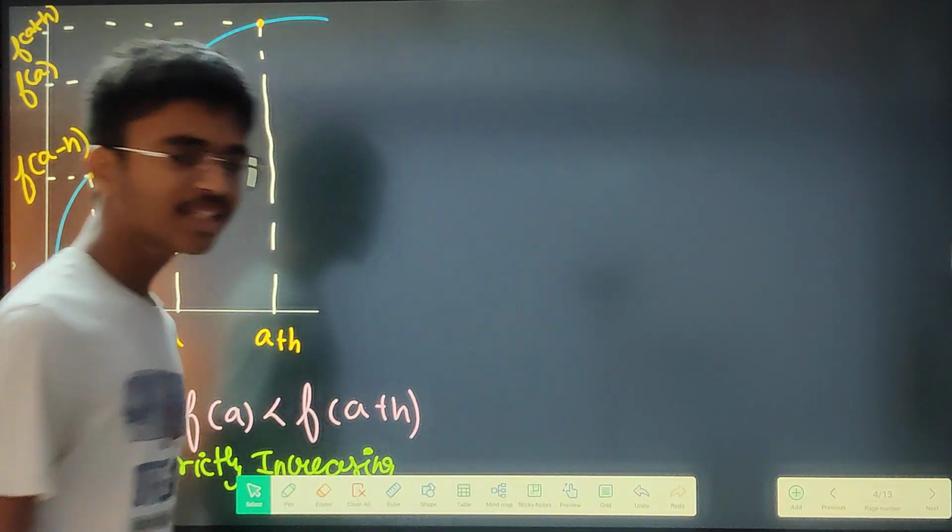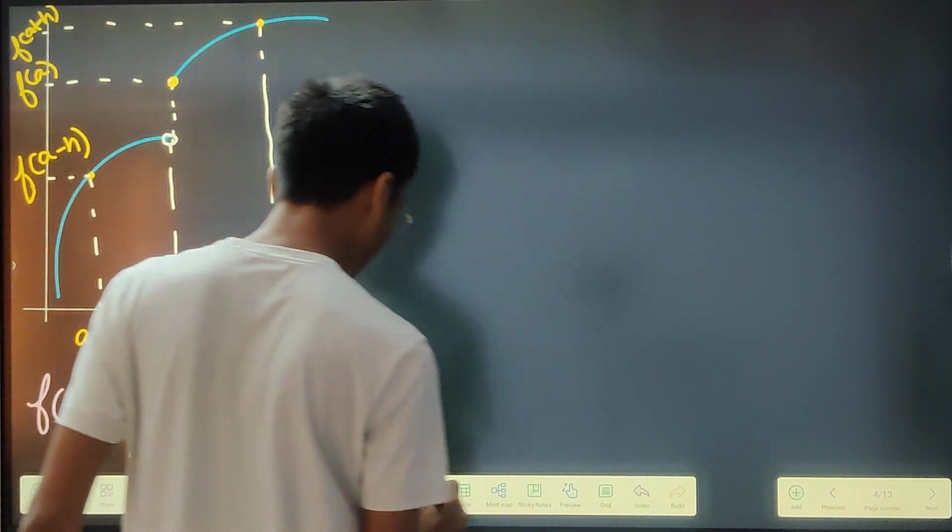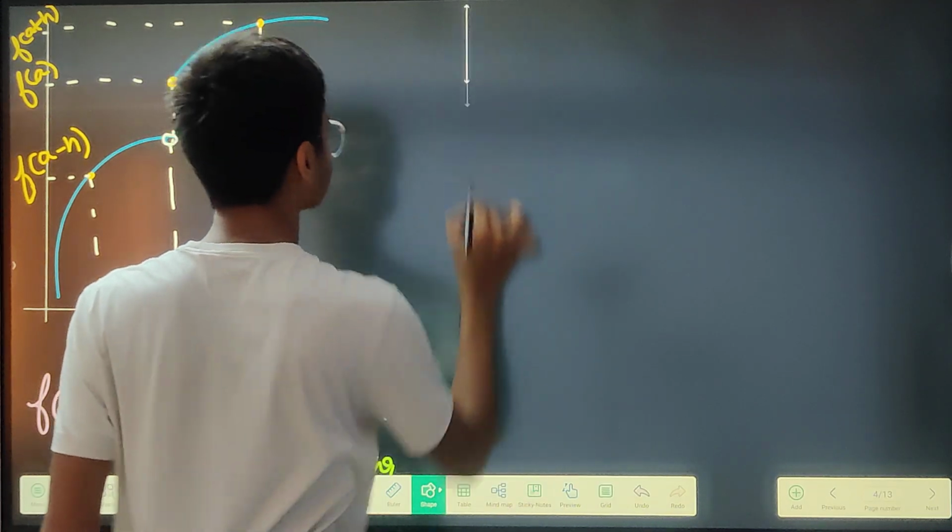Now, very important thing. This is actually a problem solving tool, a very important thing, and this is also a problem solving tool.